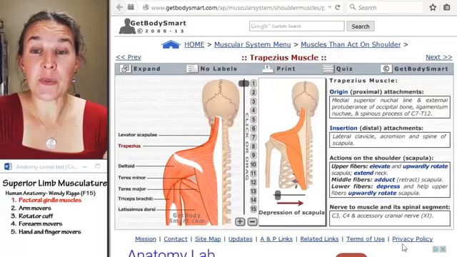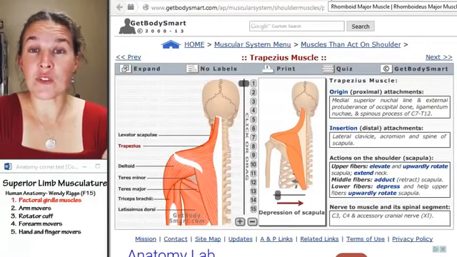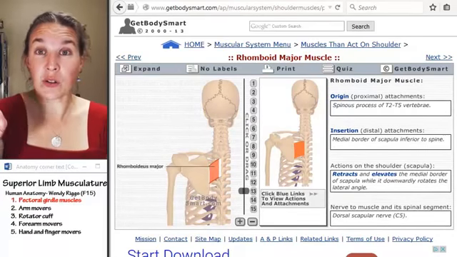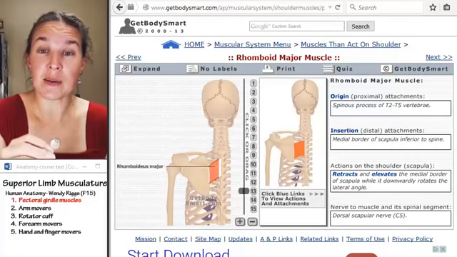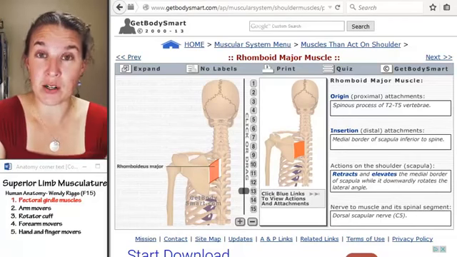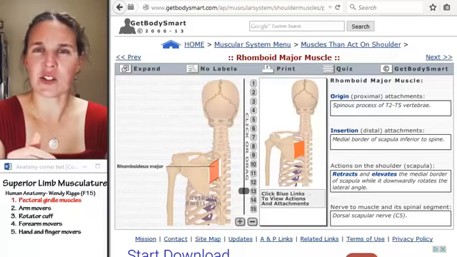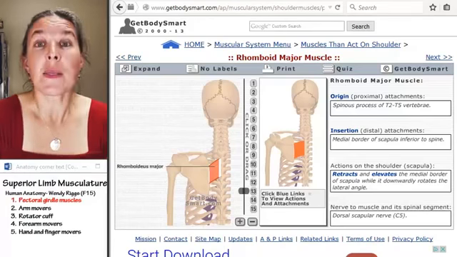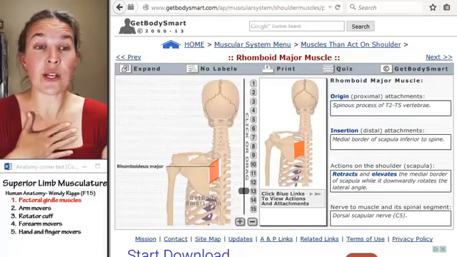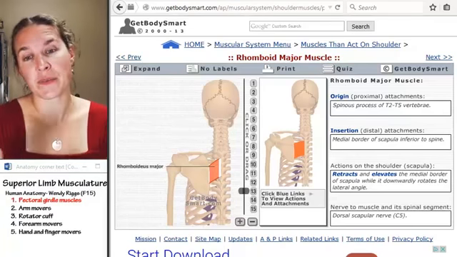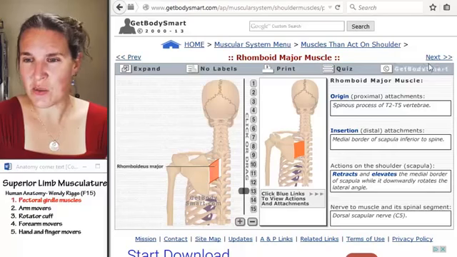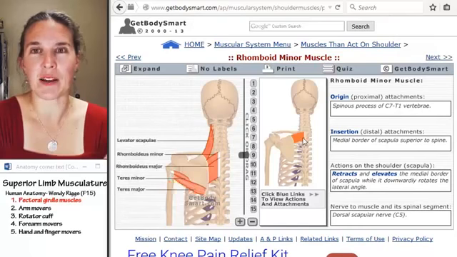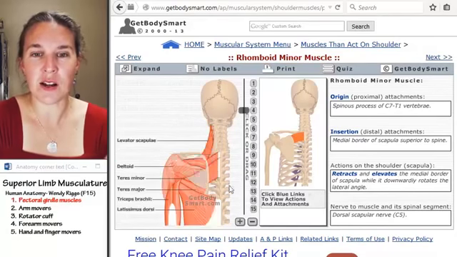The last group that we're going to look at that moves the scapula are the rhomboids. Now, the rhomboids are plural because there's rhomboid major and rhomboid minor. And rhomboid minor is superior to rhomboid major. The bottom line is we're going to consider the rhomboids all together. Let's see if rhomboid major is next. Look, I mean minor. Minor is here.